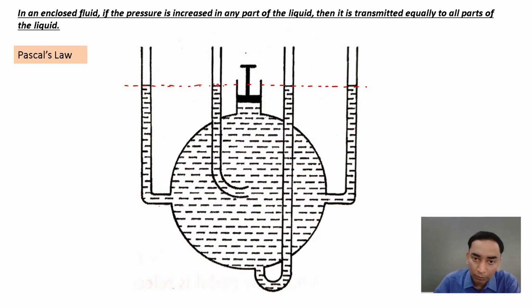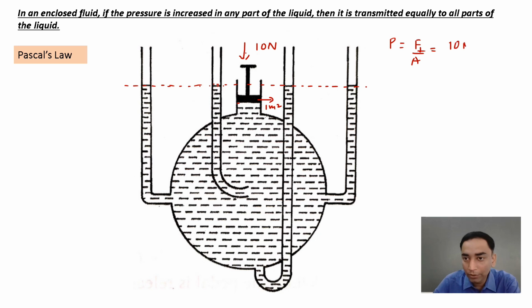Now you apply some force. Let me call the force 10 Newton, and the area of this piston is, say for example, 1 meter square. So the pressure that you are creating is equal to force upon area, and that is F perpendicular over A.